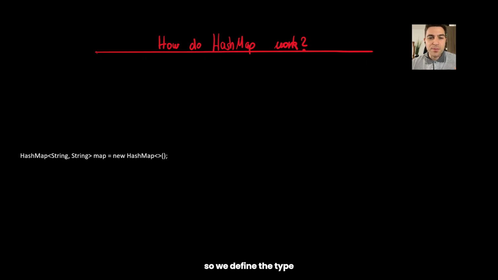So we define the type of the key, which is String, and then we define the type of the value, which is a String in this case as well. Of course, you can also choose, for example, Integer here. And then we call it with the new operator, new HashMap. And this is how we create our map.